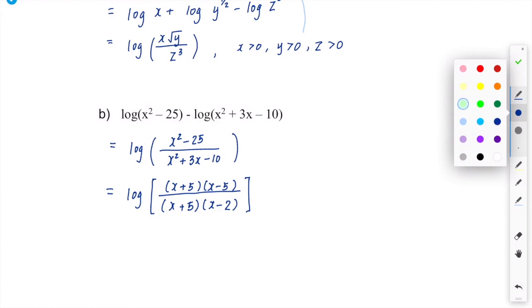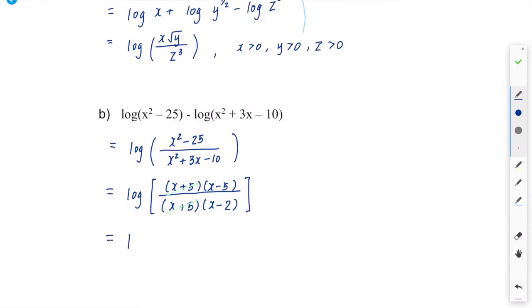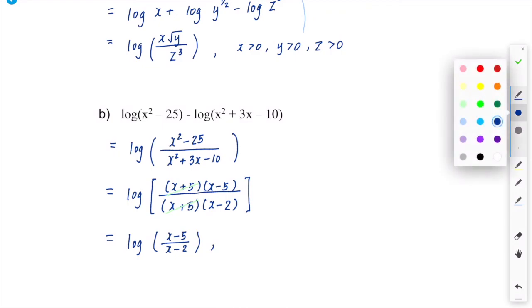So now we can reduce. Cross out those x plus 5 and write down your final expression, log of x minus 5 over x minus 2. So that's good. Then we should be thinking about the restrictions. We must start thinking based on what's given to us.